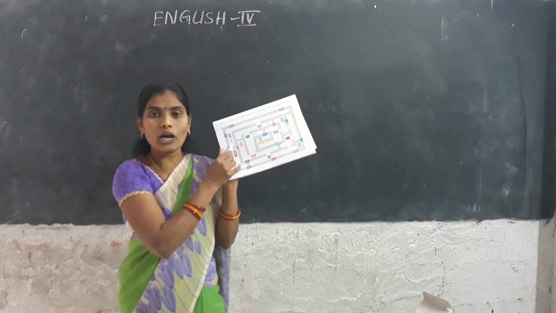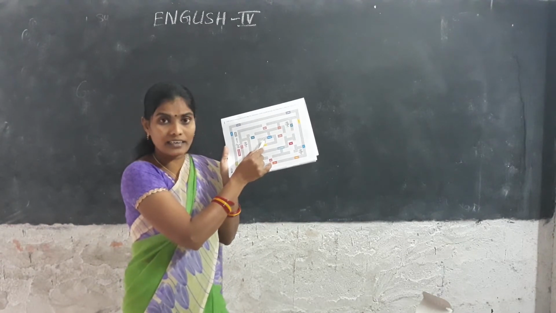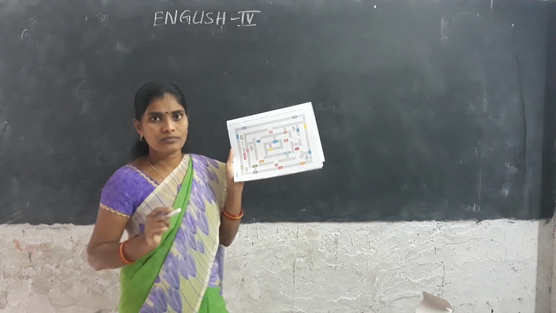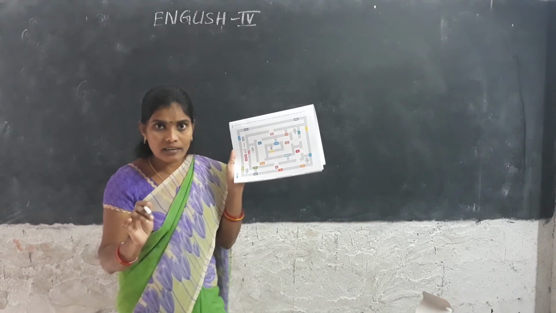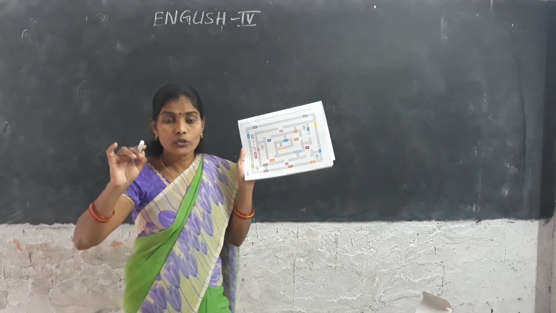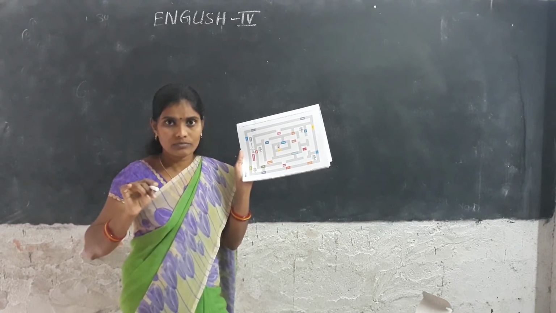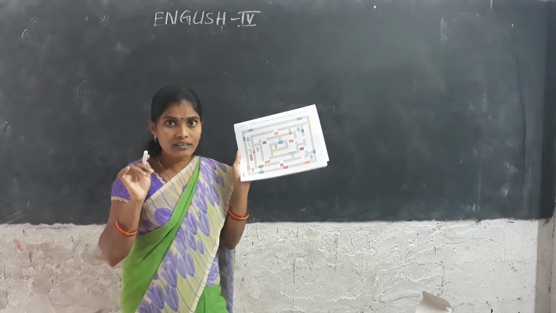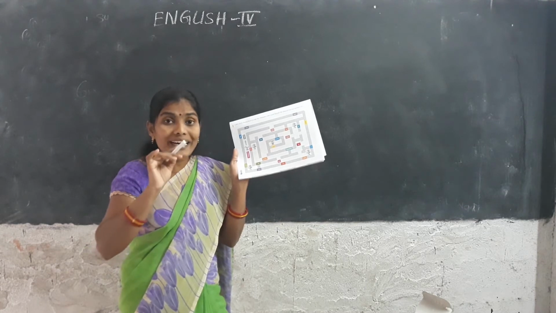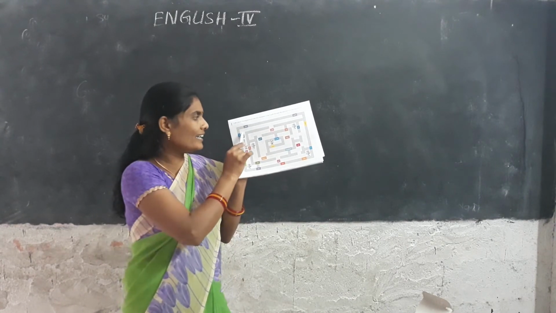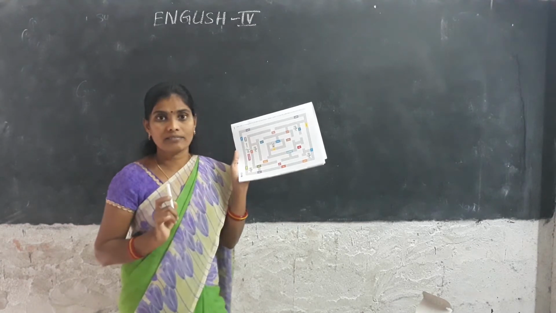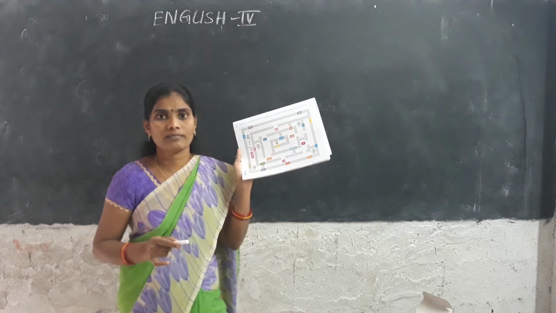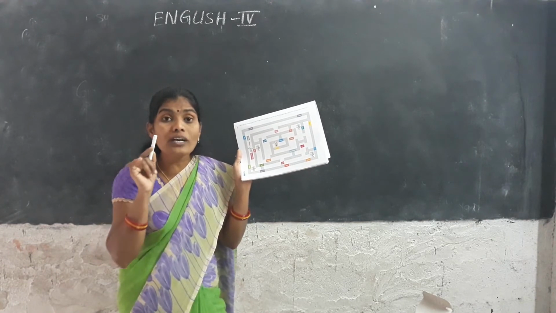Here, the cutie cow is here. The bunny rabbit is in the middle. You have to keep the arrow marks. You have to give the way to the cutie cow by drawing a line. Understand me? Draw a line, all the way to the bunny rabbit. And we have to follow only the adjectives.